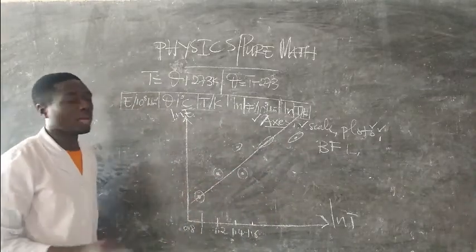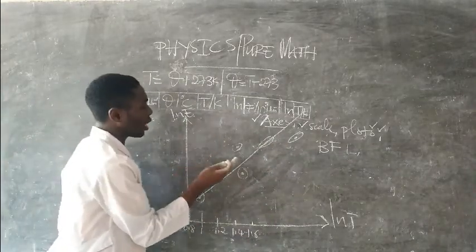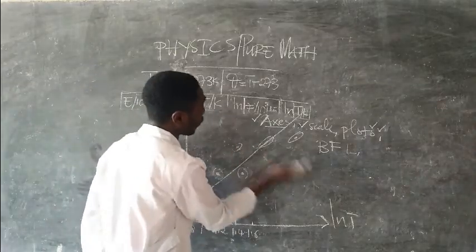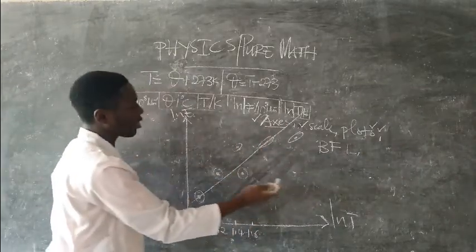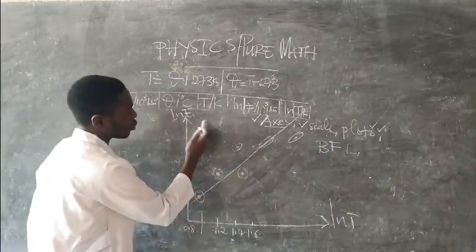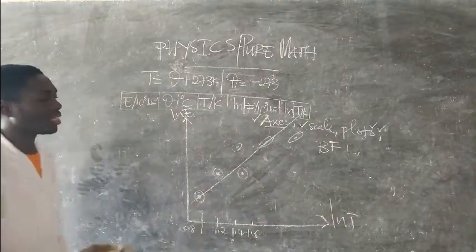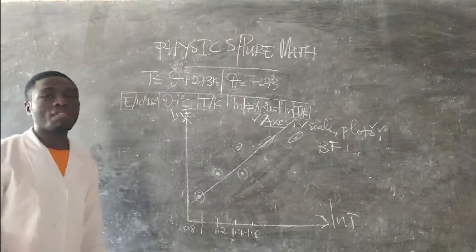Sometimes it might not go through the point, but it should have an equal number of points on both sides. Like for this one, I had 6 points, and my best fit line was able to have 2 points on both sides of it. It's an average line, and it gives me the best value.